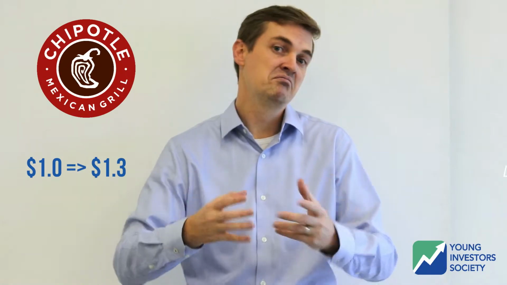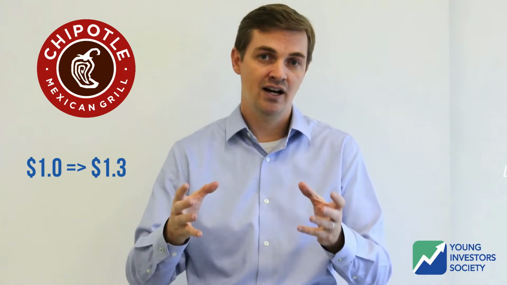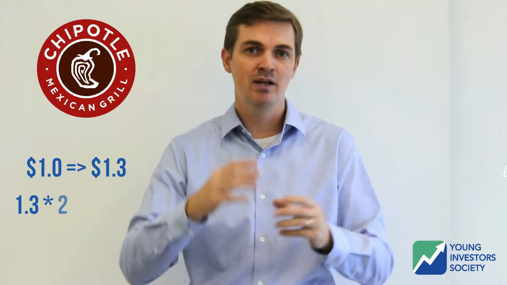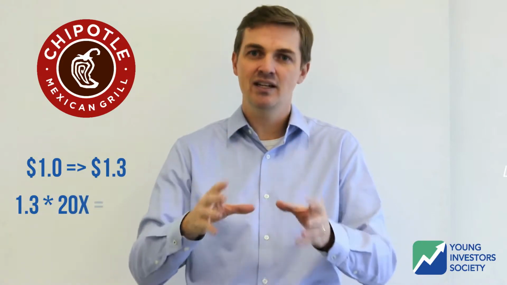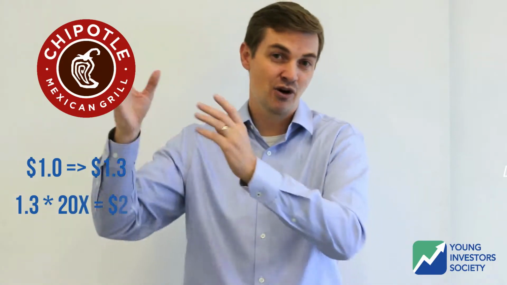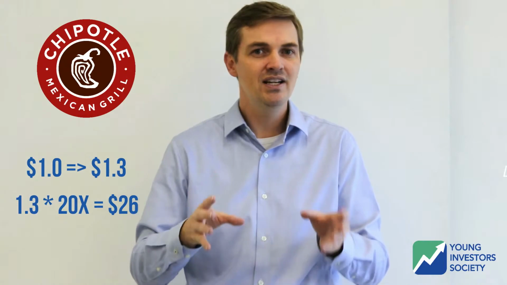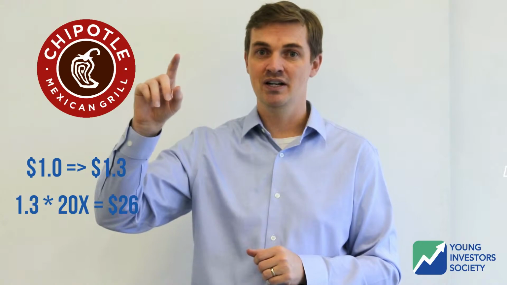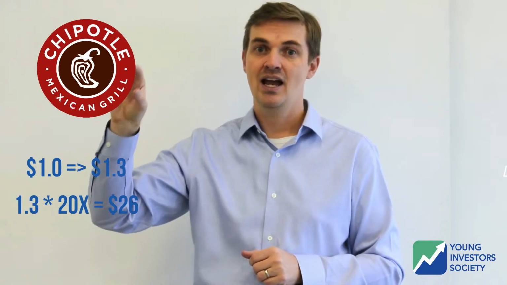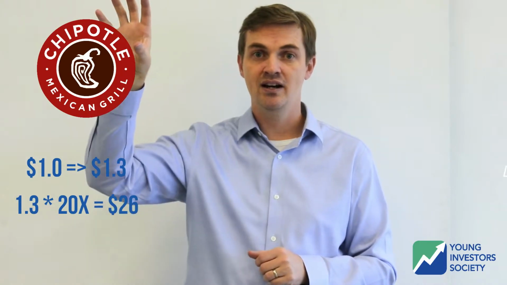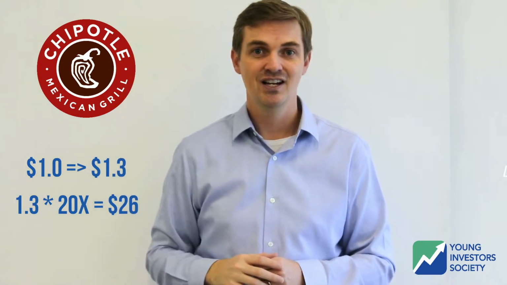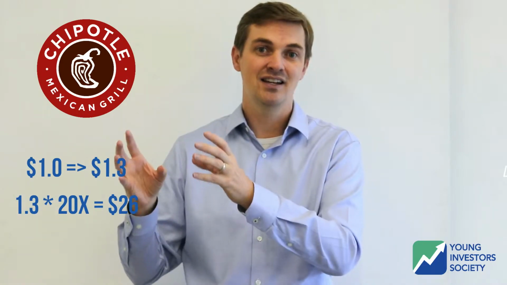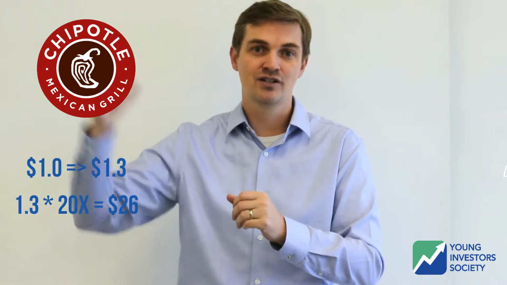So let's say we think that 20 times is what they've traded at in the past. It's maybe a premium to competitors, but we think it's deserved because Chipotle is growing faster. So we think 20 times PE ratio is the right number. What we would do is put 1.3 and multiply that by 20 times PE ratio, which would equate to our target price that we think the stock will trade at 3 years from now.